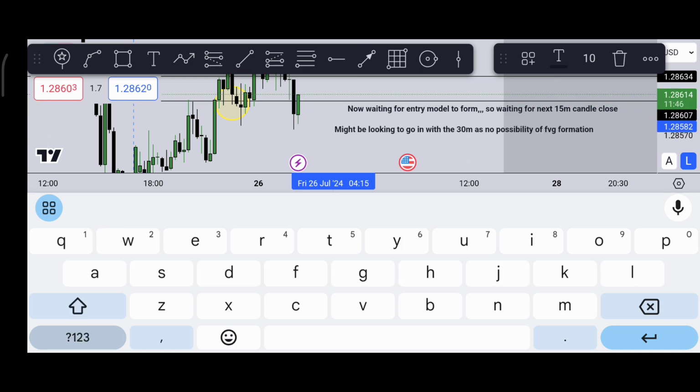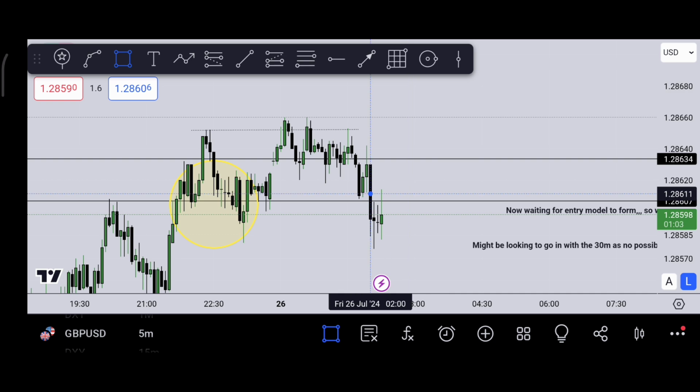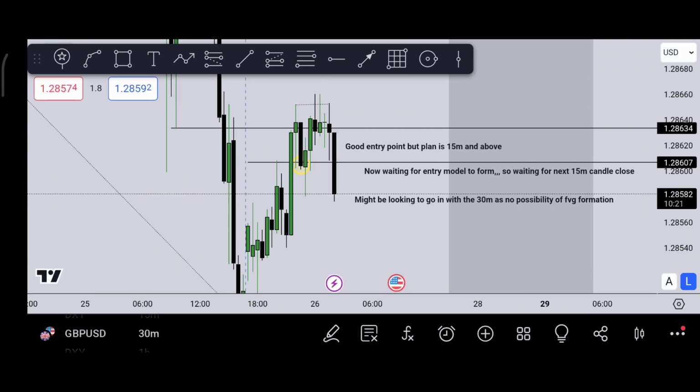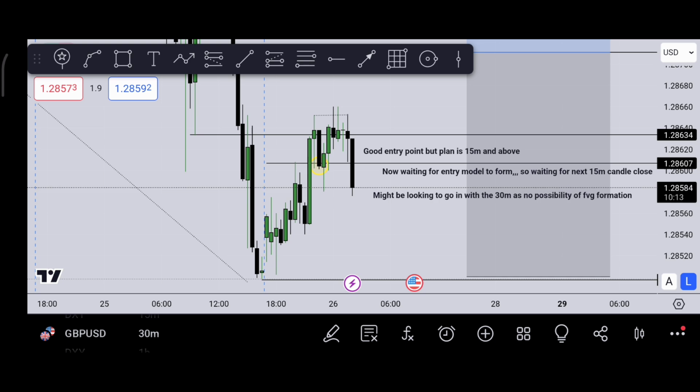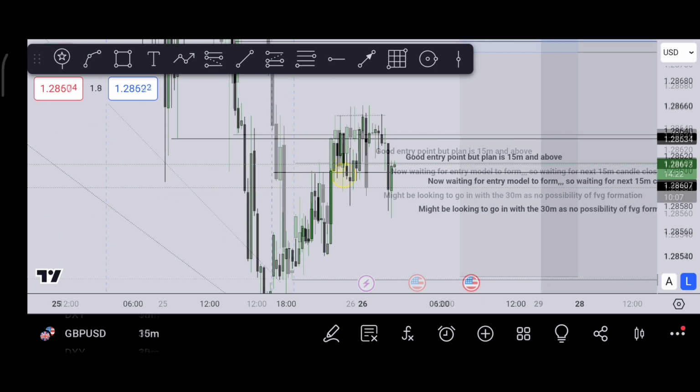So pretty much that was it. If you check here, on 5 minutes it's created an entry, but I can't take that because my plan is 15 minutes and above, so I have to stick with my plan. So pretty much I had to wait for a while.